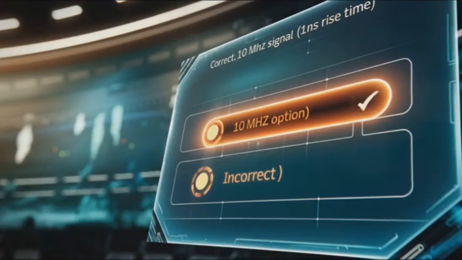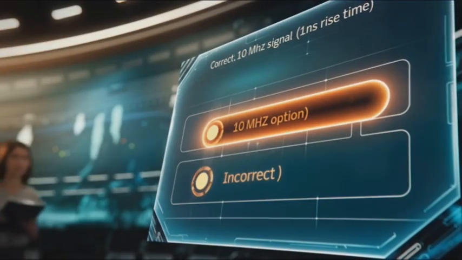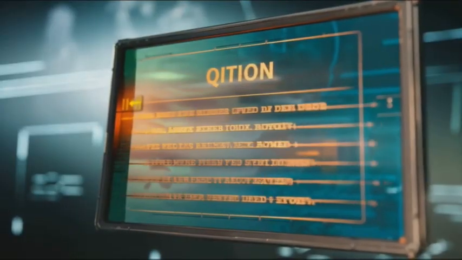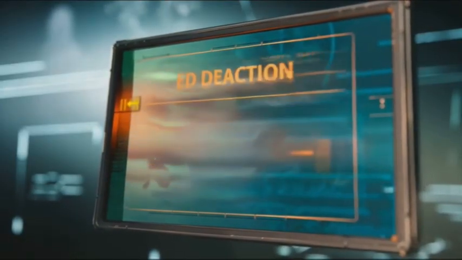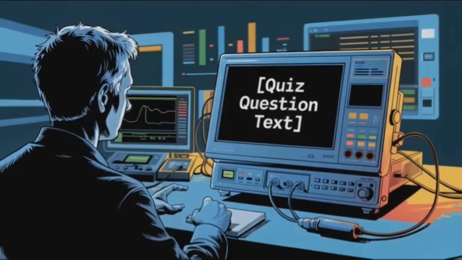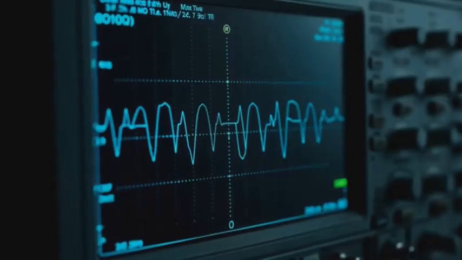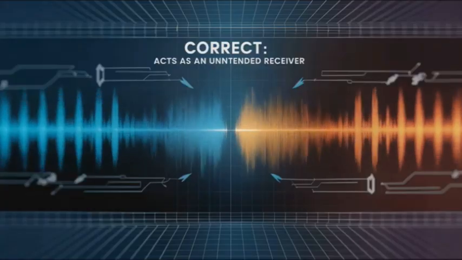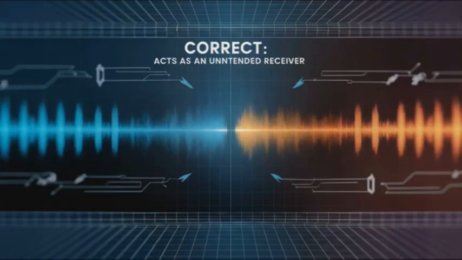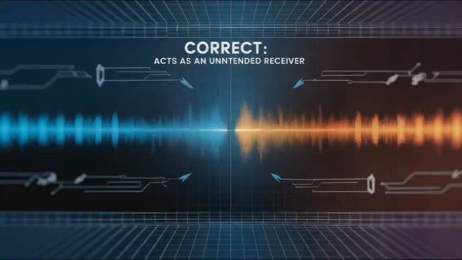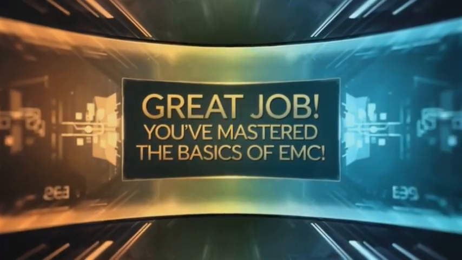Correct. The 10 megahertz signal due to its shorter rise time. Next, would a low-level analog signal typically emit RF or act as a receiver? Correct. It likely acts as an unintended receiver due to antenna reciprocity.